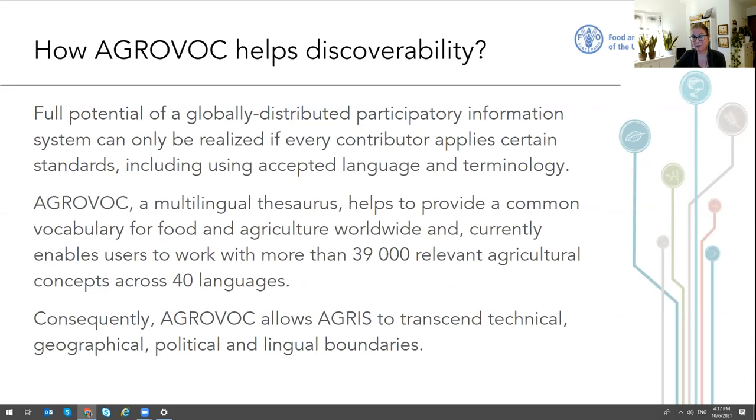Agrovoc is very big, so there is a reason why we can really use it so much in our system, due to the variety of records we have. We have about 39,000 concepts. There is a small mistake there. We have, since I think this week, 41 languages. And essentially, I think we couldn't run Agris without having a thesaurus with these particularities behind the system.